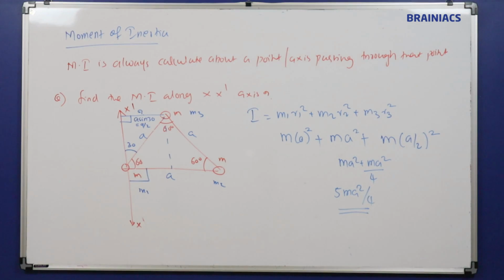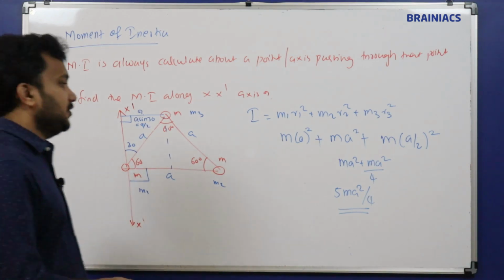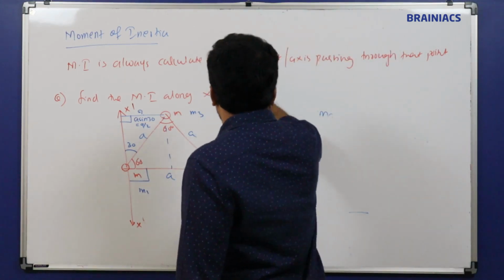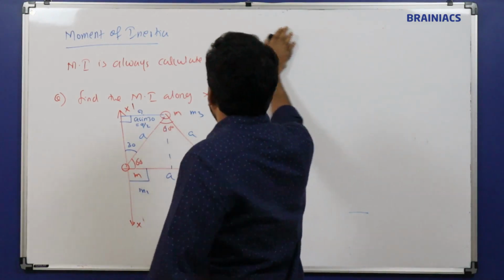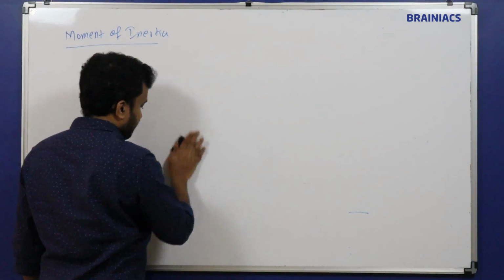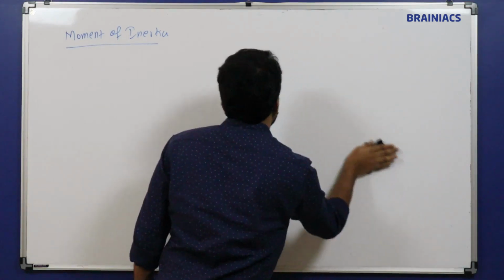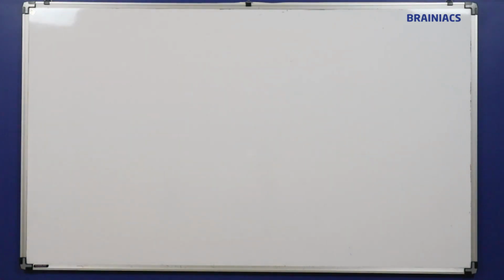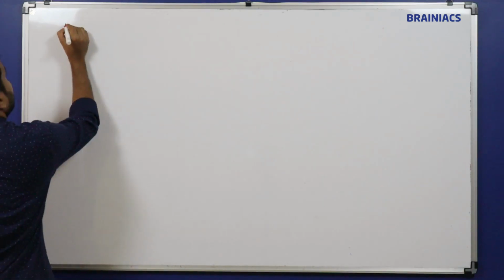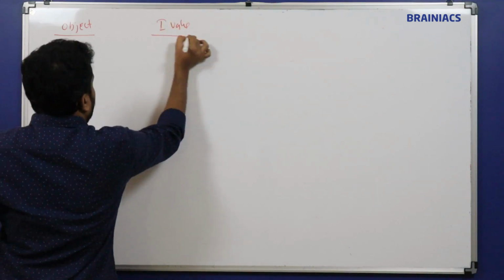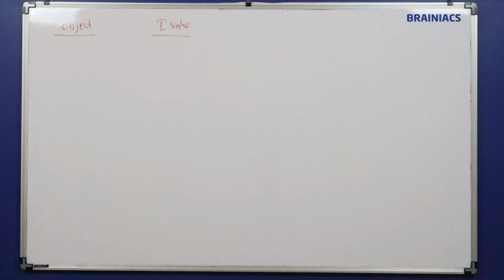Great. Next, we are going to calculate the moment of inertia for different bodies. There are big derivations for every body's moment of inertia for different objects, about some point, which is the meaning of moment of inertia. So we are going to create a table, and in the table we will write the moment of inertia for various objects. You can write two columns: one column is object, and another column is I value, the moment of inertia value. So we will go one by one.